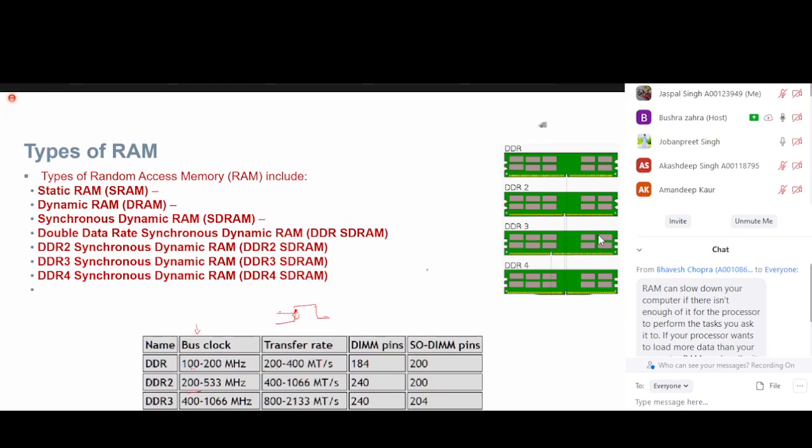This is the rising edge and this is the falling edge of the clock. Data is transferred at both edges, so it doubles the clock rate. So, mega transfers per second. This is what we call the bus rate or bus clock.